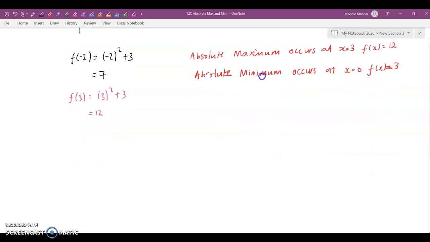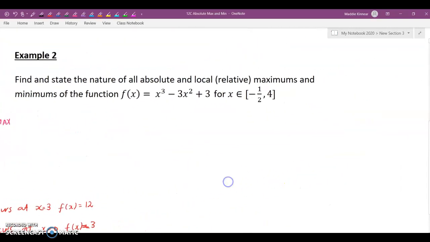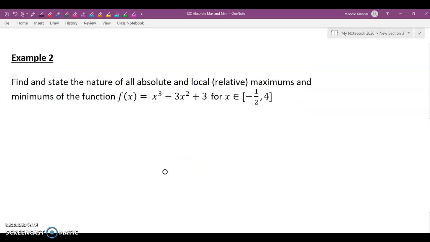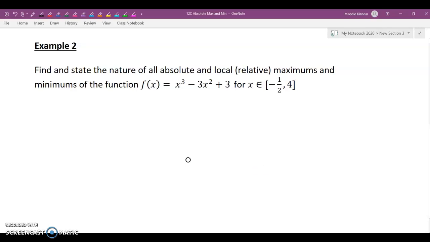Okay, so moving on to the next example then. Our next example says find and state the nature of all absolute and local or relative maximums and minimums of this function. So in order to do this, we can't just necessarily sketch that straight out. So what we're going to do is use a combination of solving for y values and using our first and second derivatives, or maybe sign diagrams, to solve this problem. So we know that when I have a restricted domain, we need to really think about this domain and what impact that would have.